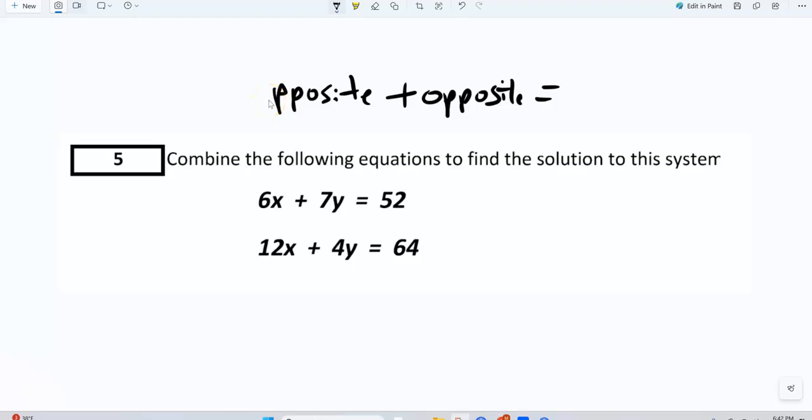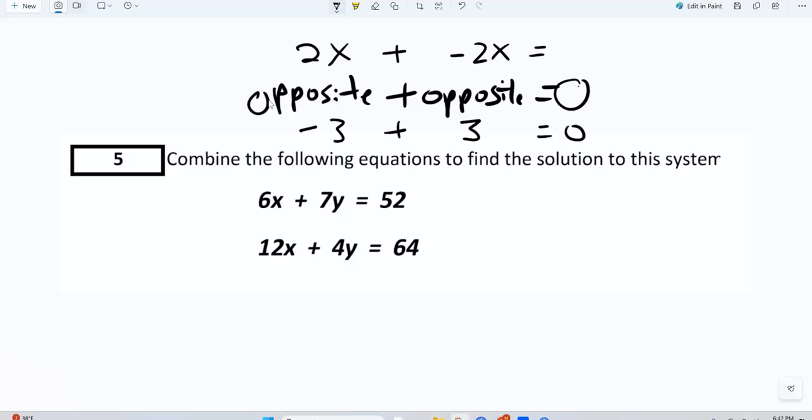I forgot there's an A missing over here. Opposite plus opposite equals, and then over here 0. That's our goal, right? So for example, I could have negative 3 plus the opposite of negative 3, which is positive 3, equals 0, right? Or I could have something like 2x. What's the opposite of 2x? Negative 2x, right? So our goal is to get two opposite terms. So if I look down here, I see, hey, there's a 6x and a 12x. So first of all, I want it to be negative, right? So I'm going to make a negative. So one of them is a negative. Also, since 6 times 2 is 12, or I could go 12 divided by 6 equals 2, I can go negative 2.